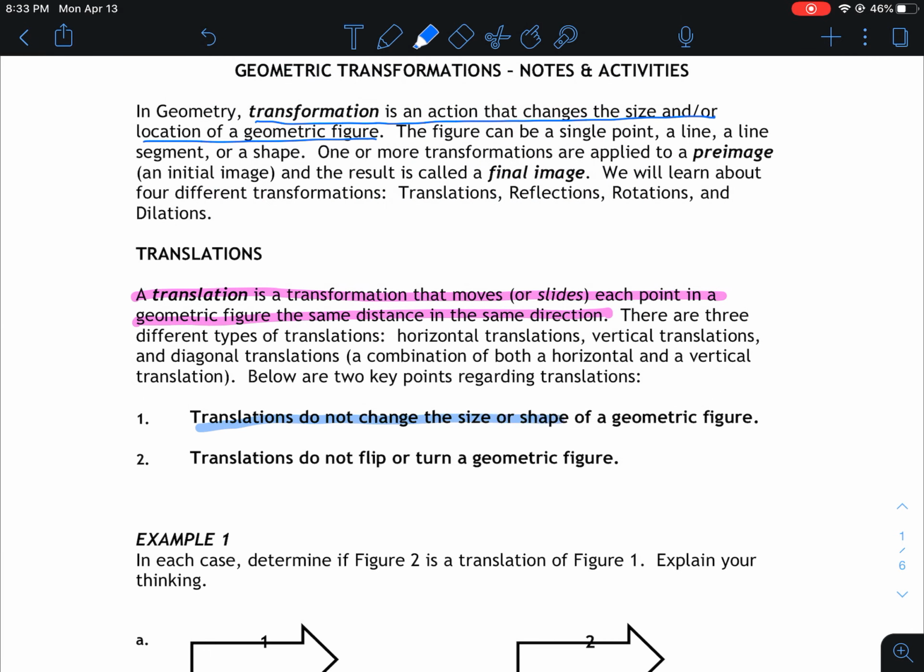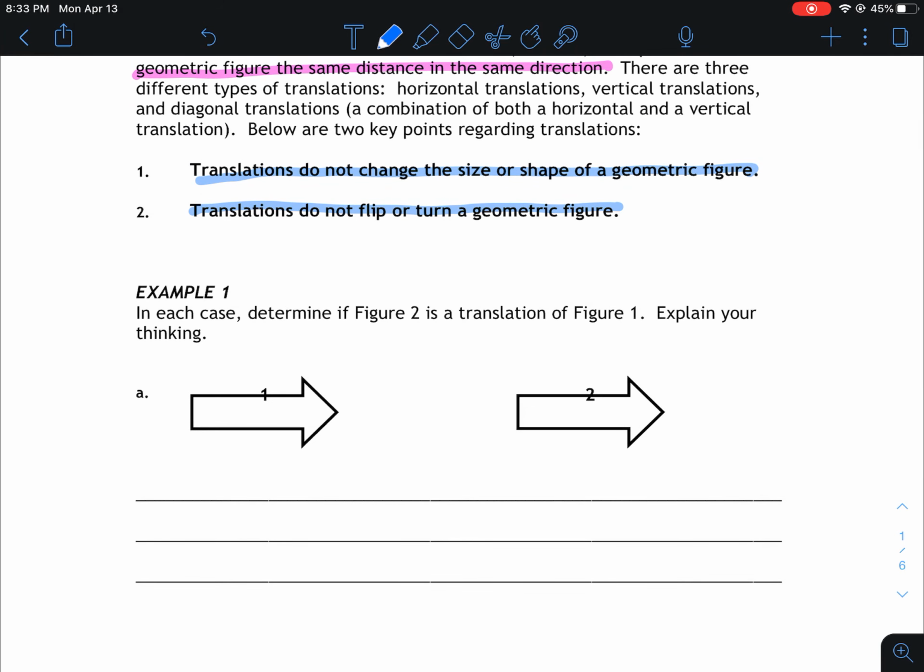So a translation does not change the size or shape of a geometric figure, and they also do not flip or turn the geometric figure. So it is going to end up pointing the same way every single time. It's going to move up, down, right, left, or kind of like a diagonal when it's a combination. In each case below, we are going to determine if the figure is a translation.